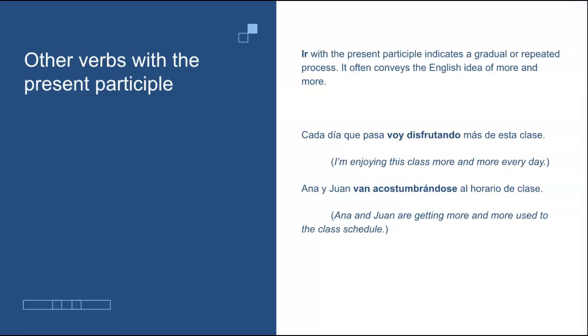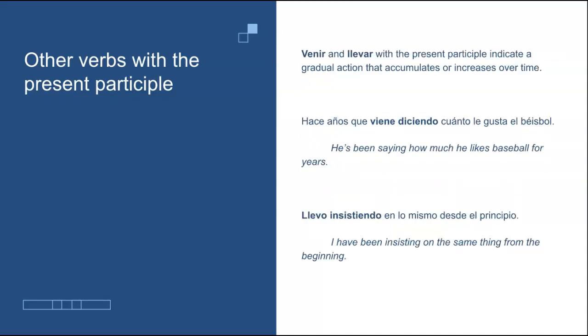Cada día que pasa voy disfrutando más de esta clase. I'm enjoying this class more and more every day. Ana y Juan van acostumbrándose al horario de clase. Ana and Juan are getting more and more used to the schedule. Venir and llevar, with the present participle, indicate a gradual action that accumulates or increases over time. Hace años que viene diciendo cuánto le gusta el béisbol. He's been saying how much he likes baseball for years. Llevo insistiendo en lo mismo desde el principio. I've been insisting on the same thing from the beginning.